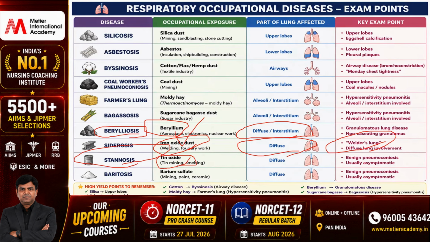The next one is stannosis. Those who are working in tin mining or smelting are prone to get affected with stannosis. Okay, so here it is caused by tin oxide. It is also a chemical.